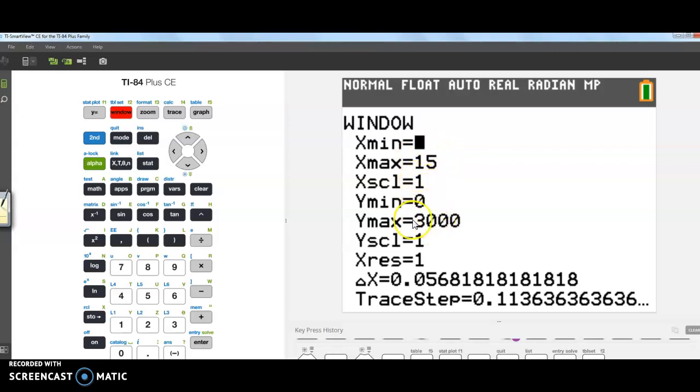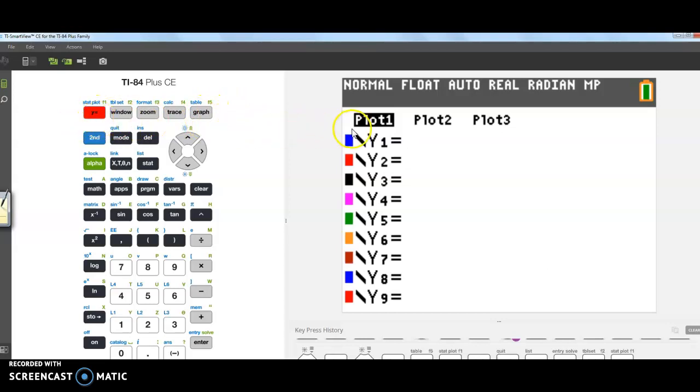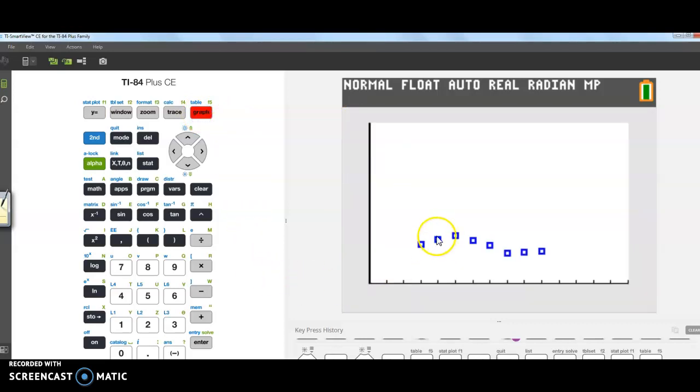And then I just made this a big number. So my data went up to almost 900, and I just made it a whole lot bigger than that so I could see a big picture of what was going on. And in my y equals, I have my plot on, so I'll see the points, and I have all my equations clear. So taking a look at the graph, here are our data points.